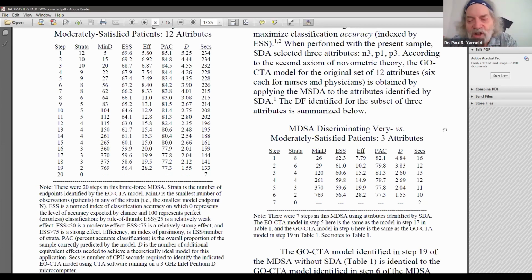Now look at the GO model. The GO model, globally optimal, lowest D was 1.55. It had 2 attributes and a minimum denominator of 769. Look at model number 6 over here. 1.55. See, I told you that it took me 4 years to try and invalidate this before I said, I give up. It always works. And so it found the globally optimal model.